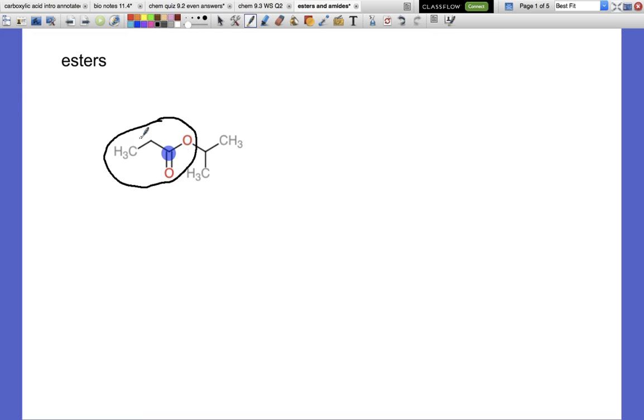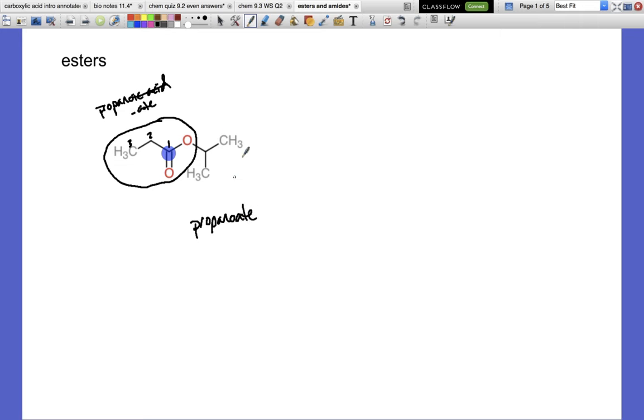So to name this, I actually need to know the name of this carboxylate anion. I need to know that this was a 1, 2, 3 propanoic acid. I need to know that I changed that ending. I'm not actually going to call this propanoic acid because there's no hydrogen here, right? So just like when we were talking about carboxylate anions, I drop the "ic acid" and add an "ate" to the end. So now it's a propanoate. And that's the main portion of this name. It's a propanoate.